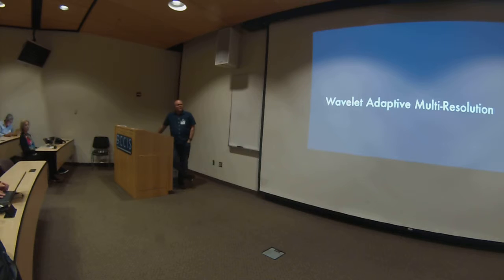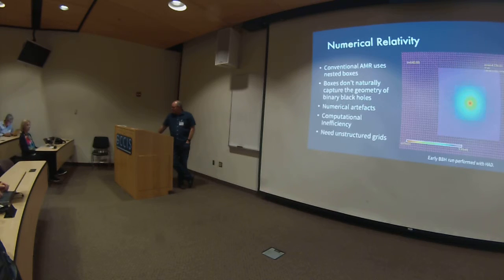So first I'd like to talk about the wavelet adaptive multi-resolution. You've all seen pictures or movies something like this. This is something we did with the HAD code showing two binary black holes. You can't really see it very well, but there are actually boxes around each individual hole that are moving around as well. When you look at this and think about it, you see that we're trying to put something round into a square box. The geometry of the grids doesn't really adapt to the problem very well. There are a lot of wasted points, especially out in the corners of these cubes or boxes of refinement. And this nested grid structure can lead to a lot of inefficiency for that reason.